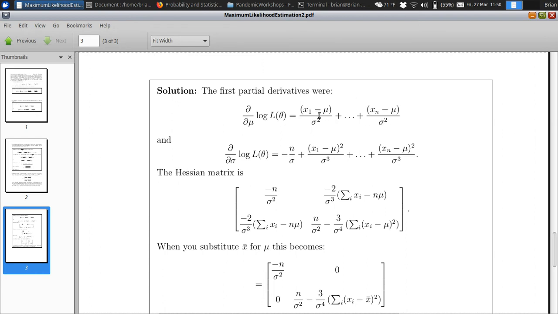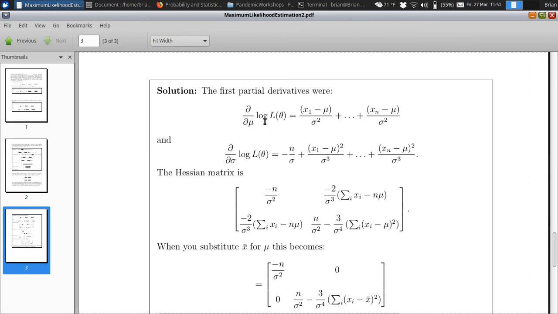And these are each linear functions of mu. The partial derivative is just the derivative of mu, which is -1 over sigma squared for each one of the terms. If you add all those up, you get negative n over sigma squared. So the top left entry is done.